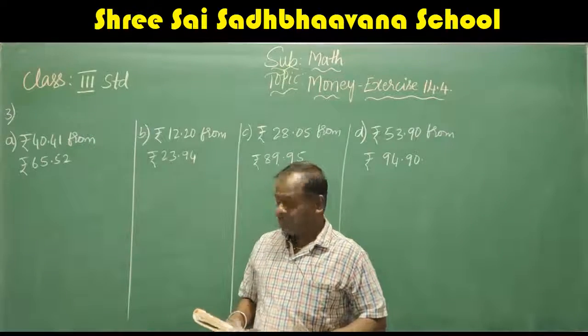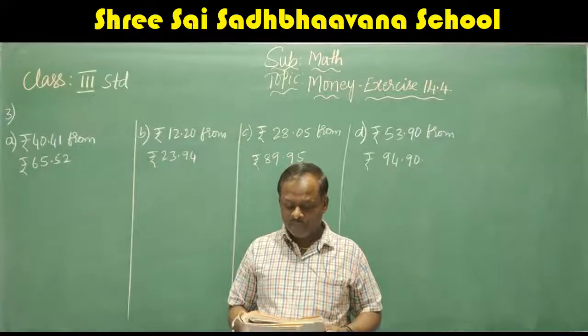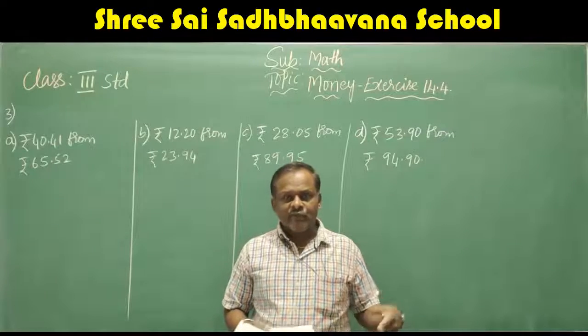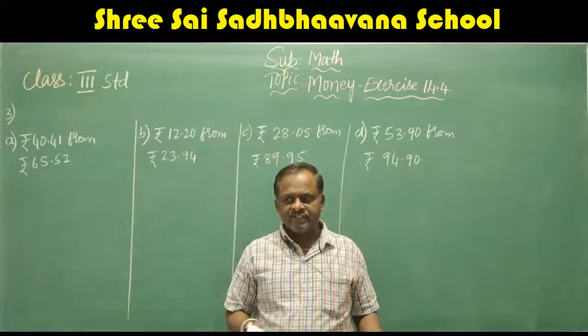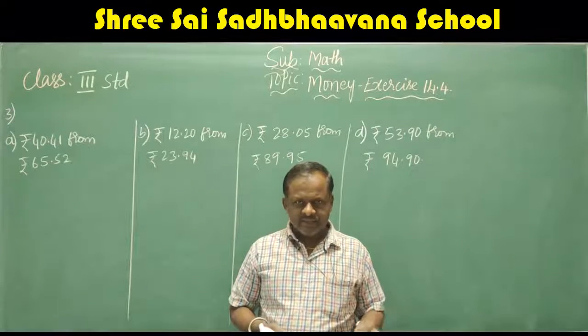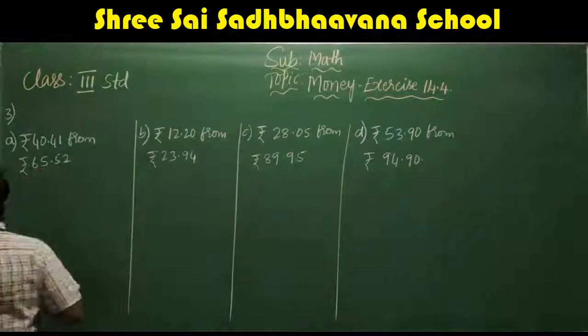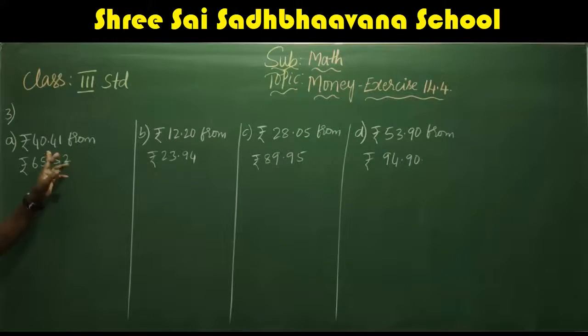Now we will move to the third main. Find the difference without conversion and without regrouping. That means directly we want to subtract. No conversion into paise, directly subtract the rupees. Now we will move to the first problem. What is the first problem? Subtract rupees 40.41 from rupees 65.52.